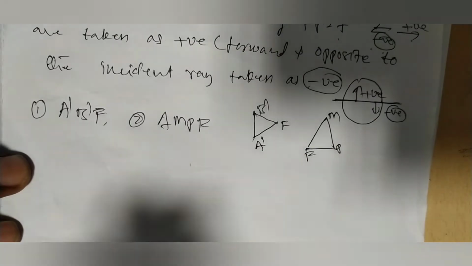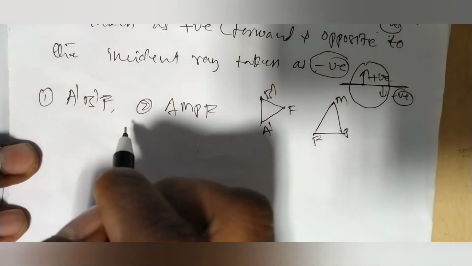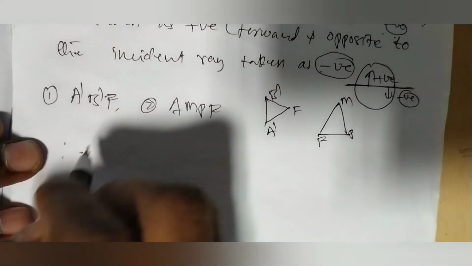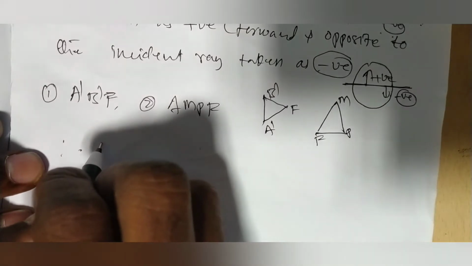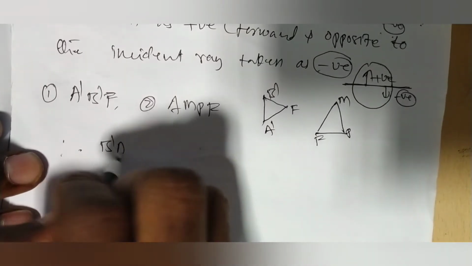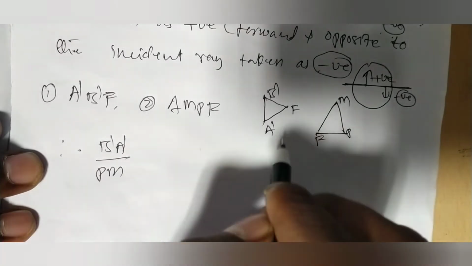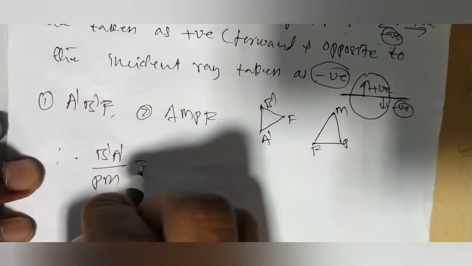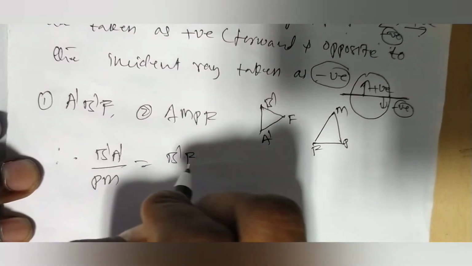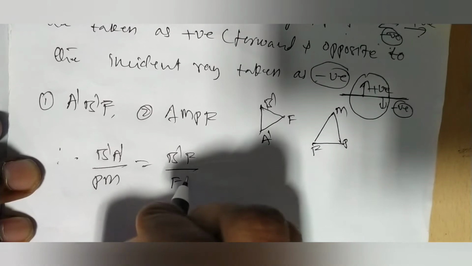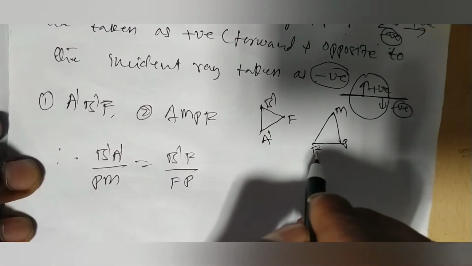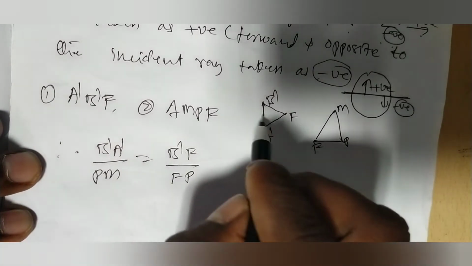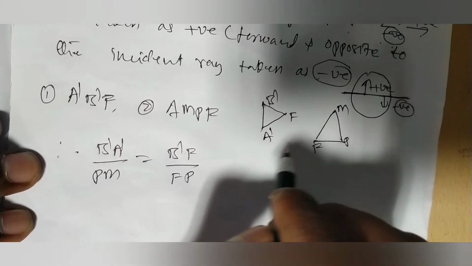From this we can derive the image equation. Both rectangles are similar. That's why we can write the equation, triangle equation, that is B dash A dash by PM, okay, PM, or B dash F dash by FP. Comparing, both will be in the same direction. From these two triangles we can compare.